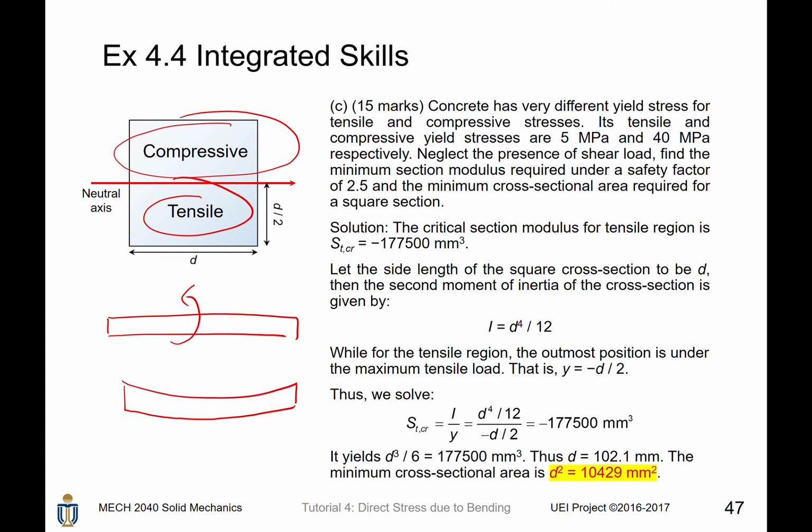At the outmost point of the tensile side, y equals minus d divided by 2. We put the moment of inertia as well as the outmost value of y into the section modulus equation, and we solve for d. Therefore, d equals 102.1 millimeters and the area is 10429 millimeters squared.